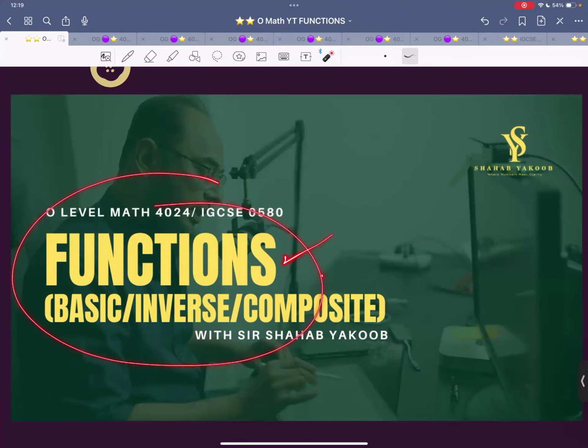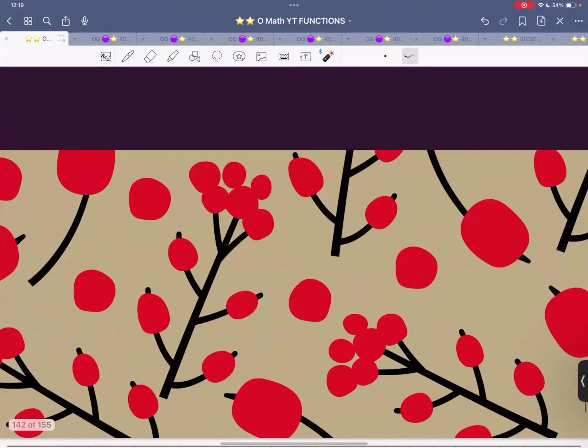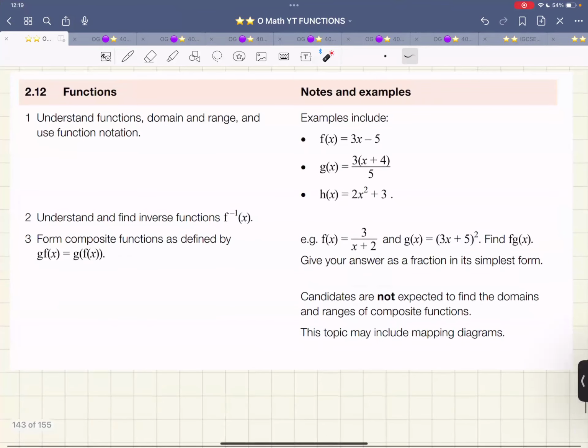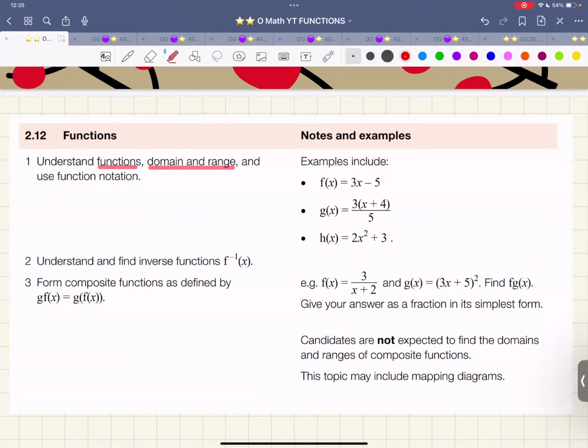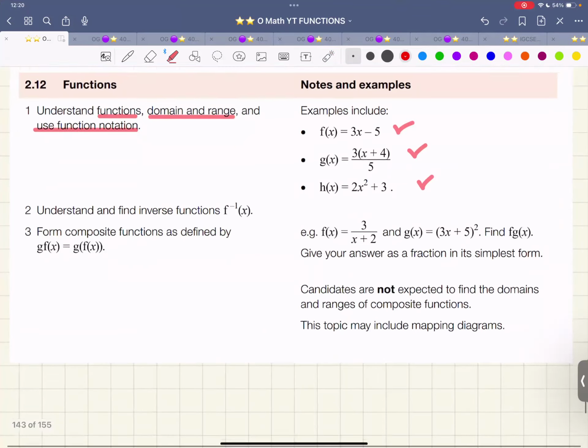In today's video, we'll be focusing on the concept of functions. So now when we look at the syllabus, topic 2, it's about algebra, and functions fall into the category of algebra. Now, what exactly is there in functions? Understand functions, the concept of domain and range, and use function notation. Examples include such, such, and such.